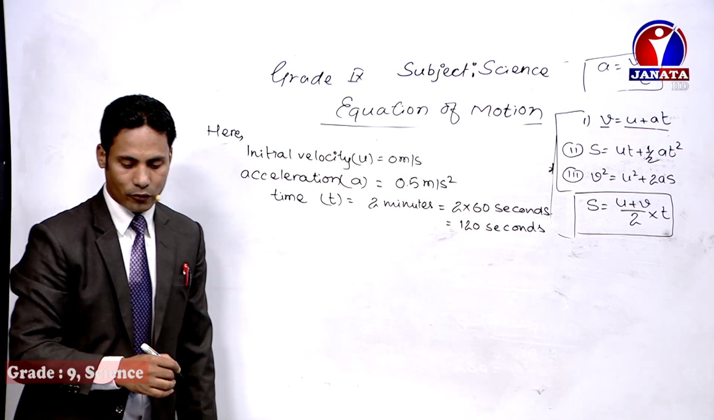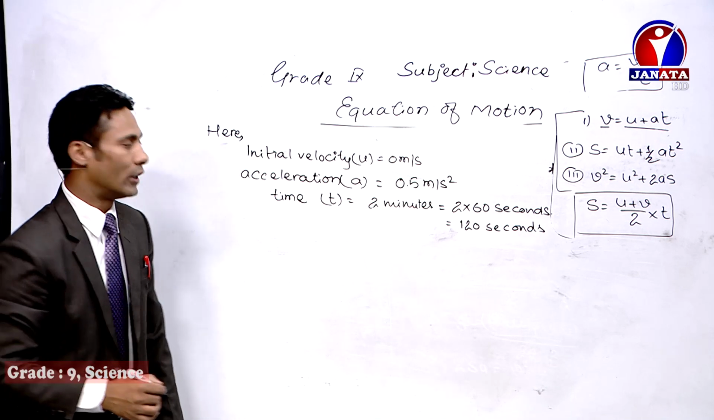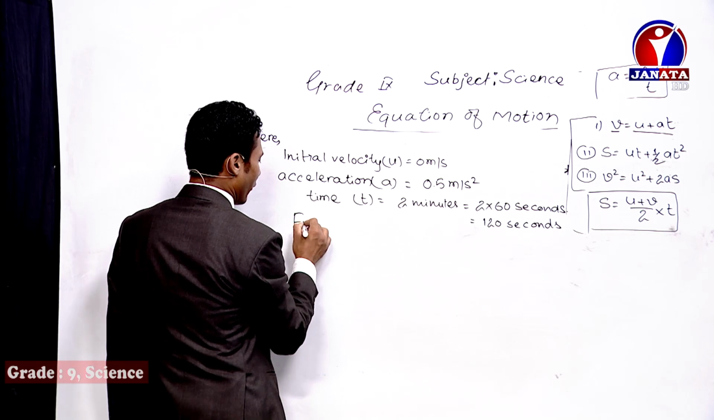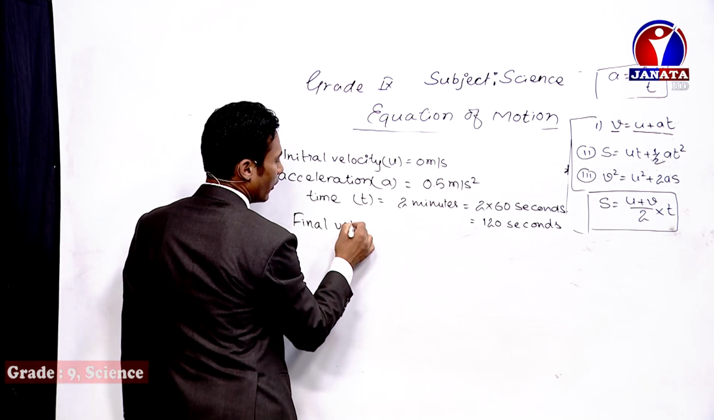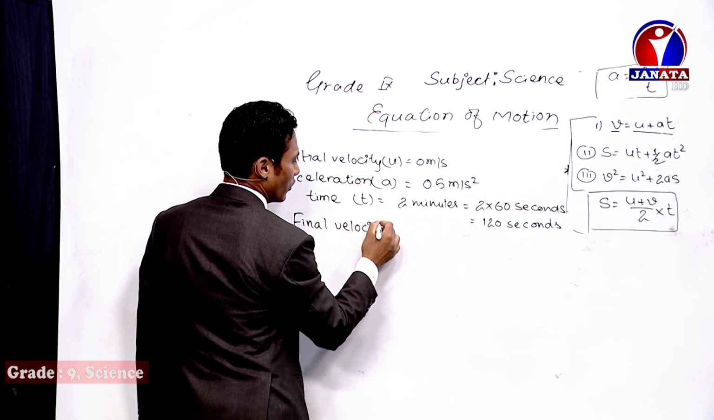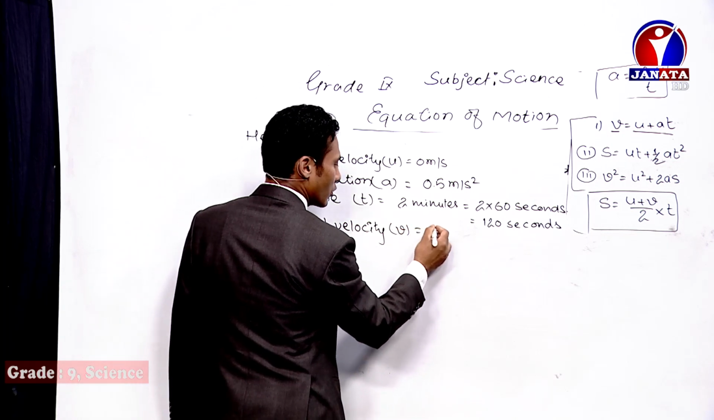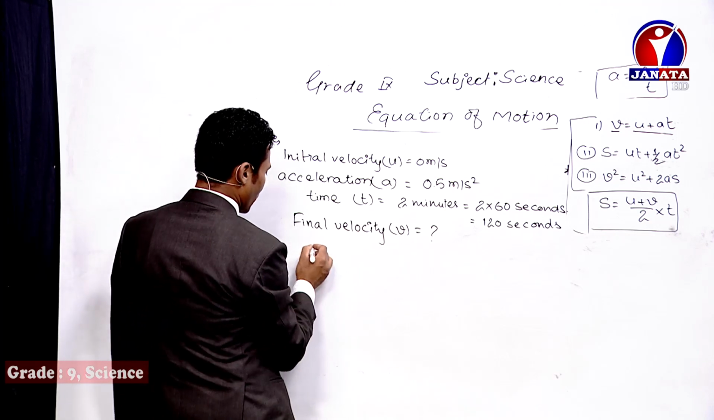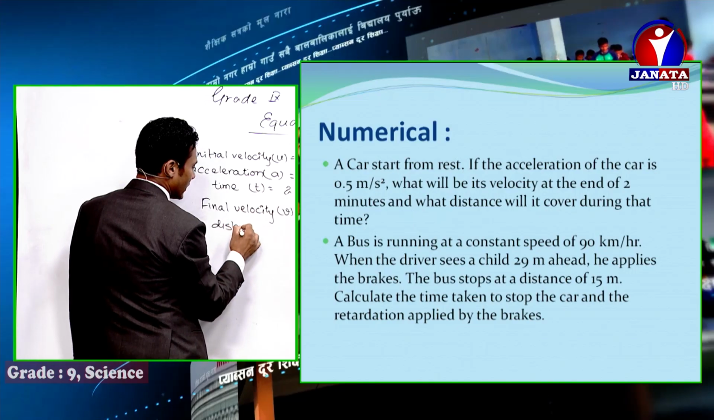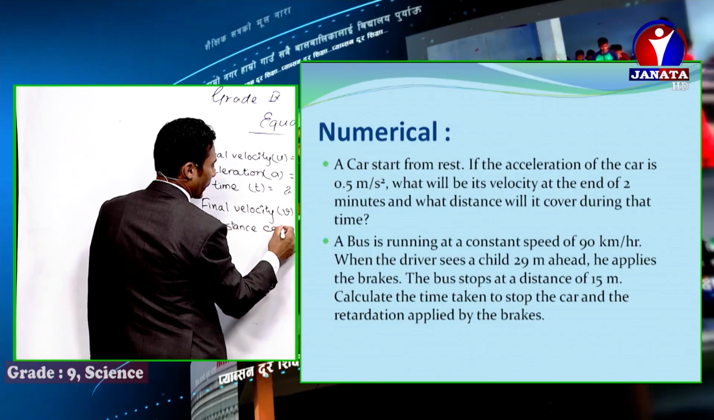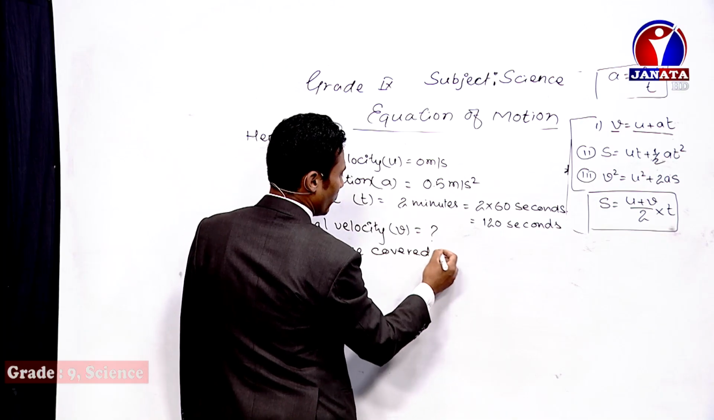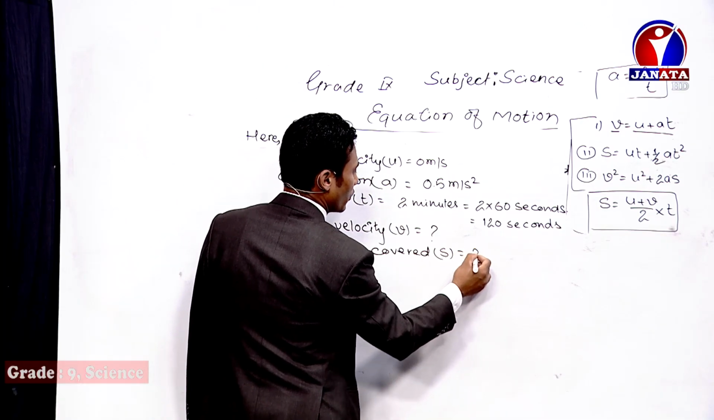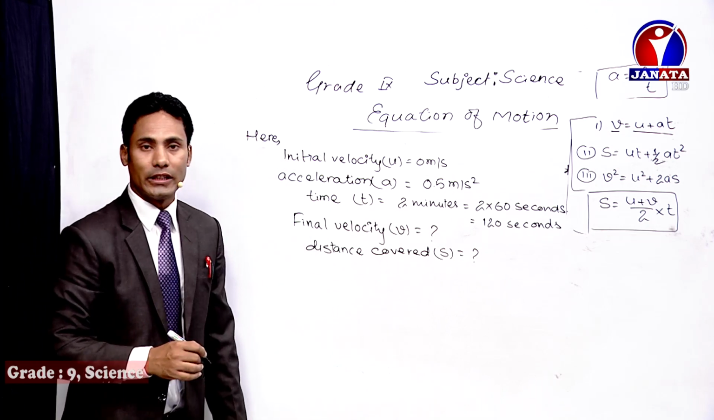Right? And we need to calculate the final velocity. So let's write down final velocity. So the symbol is V equals to what? And similarly, we need to find the distance covered. So distance covered. So the symbol is S equals to what? So these are the given in the question.